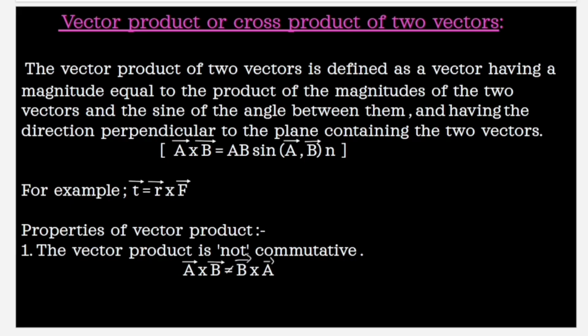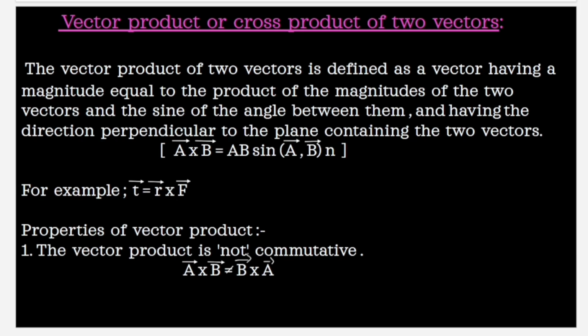Next topic is vector product or cross product of two vectors. The vector product of two vectors is defined as a vector having a magnitude equal to the product of the magnitudes of the two vectors and the sine of the angle between them, and having the direction perpendicular to the plane containing the two vectors, which is mathematically A vector cross B vector equal to AB sine theta n cap, where theta is the angle between A vector and B vector. For example, tau vector equal to R vector cross F vector, where tau here is torque.